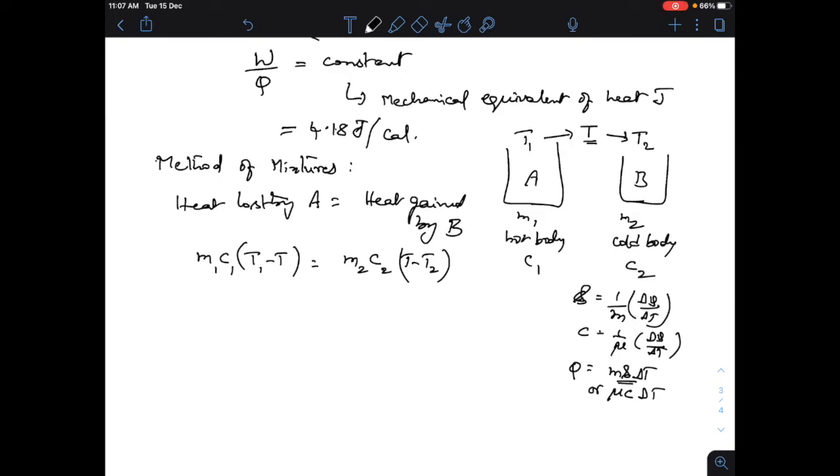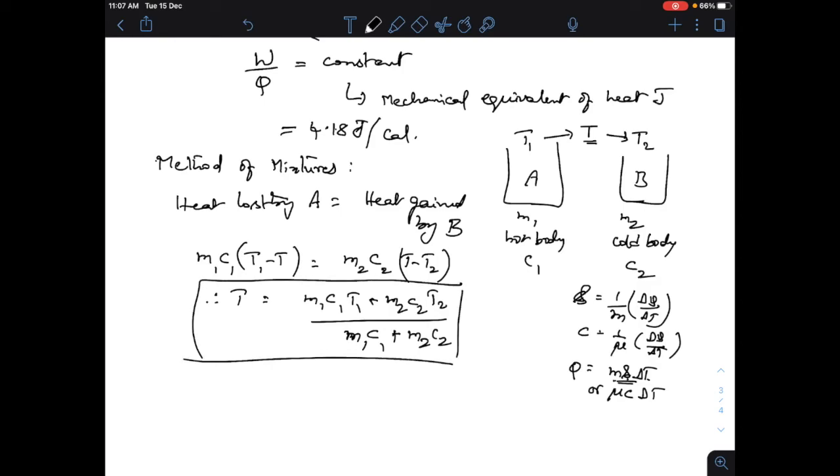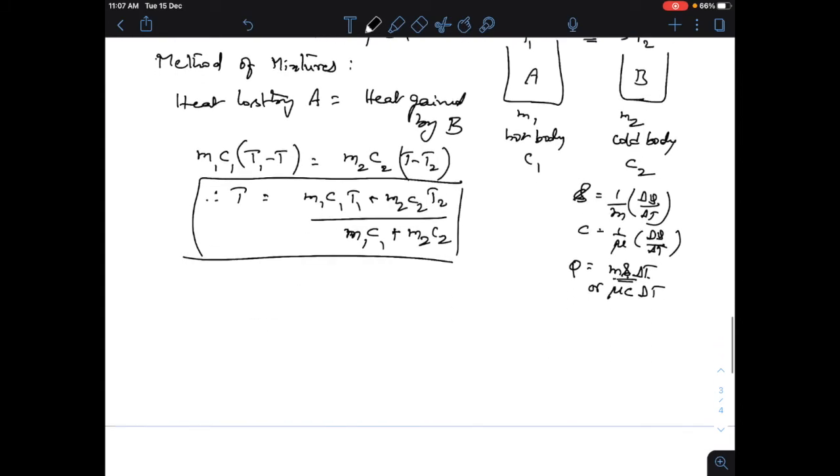So m S delta T; here I am considering C. So m1 C1 delta T equals m2 C2 delta T, where delta T is T1 minus T here and T minus T2 here. Therefore, the thermal equilibrium temperature T can be written as m1 C1 T1 plus m2 C2 T2 by m1 C1 plus m2 C2. This is an important expression which is used to solve many problems.